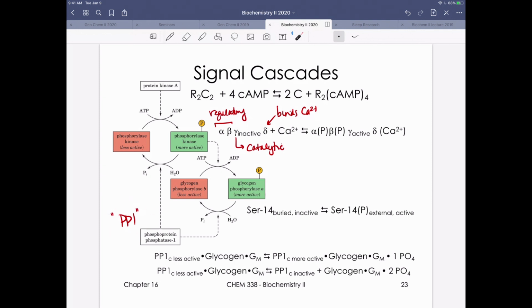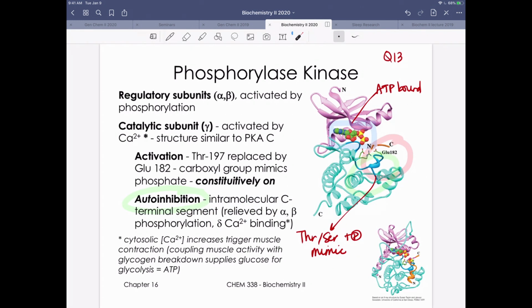So we're going to see PP1 in more than just this glycogen chapter. Again, we'll talk a little bit about what happens with its activation, but not to the detail that I've got shown down here. So let's talk a little bit about phosphorylase kinase.